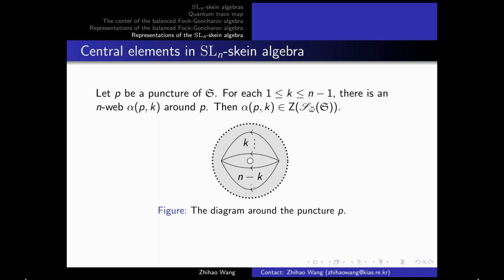For example, if you have another web W, you can always isotope W such that there is no intersection between alpha_{P,k} and W. So this is W times alpha_{P,k}. Because there is no intersection, you can just isotope this, and it becomes alpha times W. So this means W times alpha_{P,k} equals alpha_{P,k} times W, because there is no intersection between W and alpha_{P,k} for any W. So alpha_{P,k} is a central element.